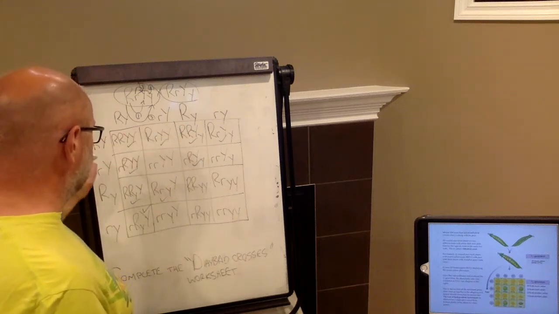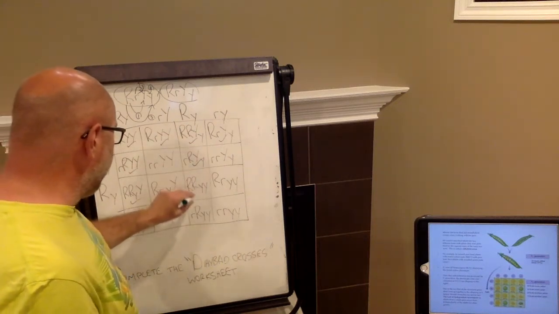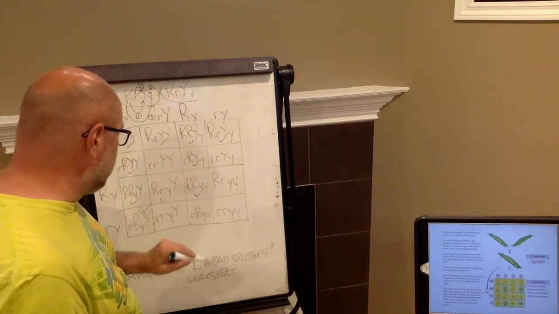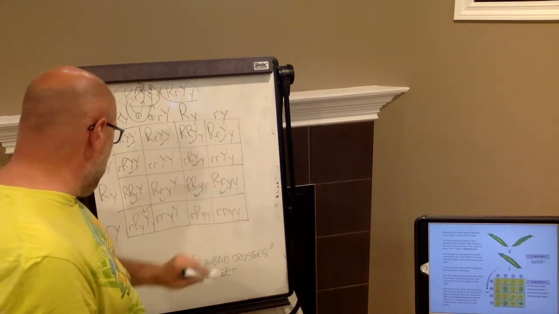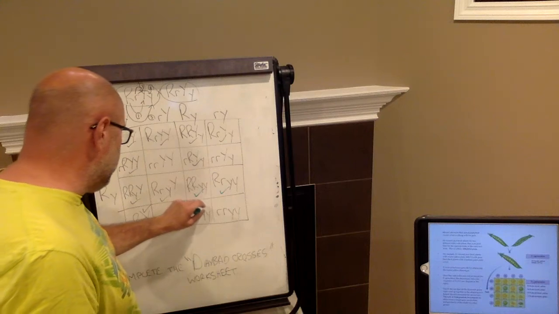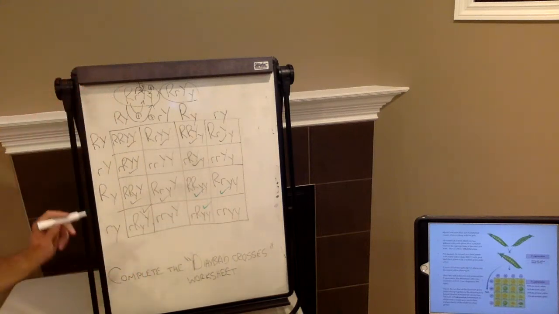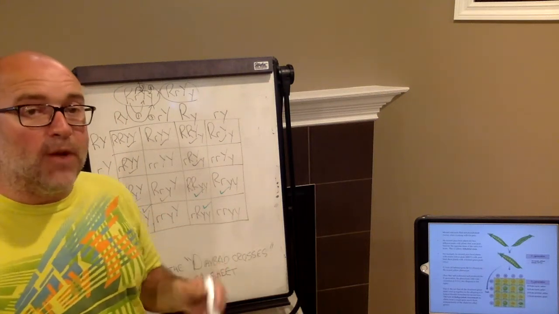All the check mark ones I can skip over. I've got dominant for R, recessive for Y because that's homozygous recessive. There's a homozygous recessive Y as well. And I got a homozygous recessive Y over there. So I got 3 that are dominant for R but recessive for Y.